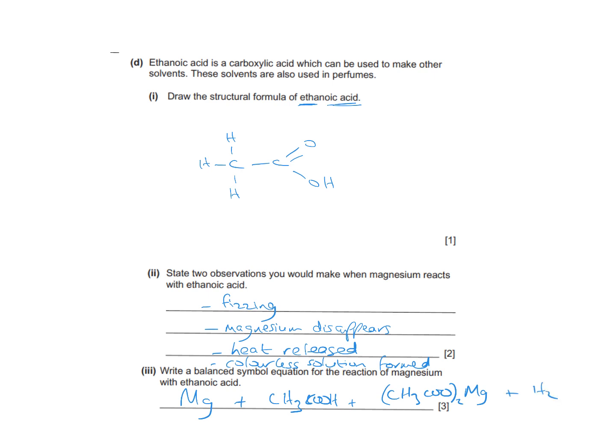And to balance it, well, you can see there are 2 ethanoates here. So we're going to need 2 over here. Now you can write that a slightly different way. You could do Mg before the ethanoate. Okay, so that's fine.